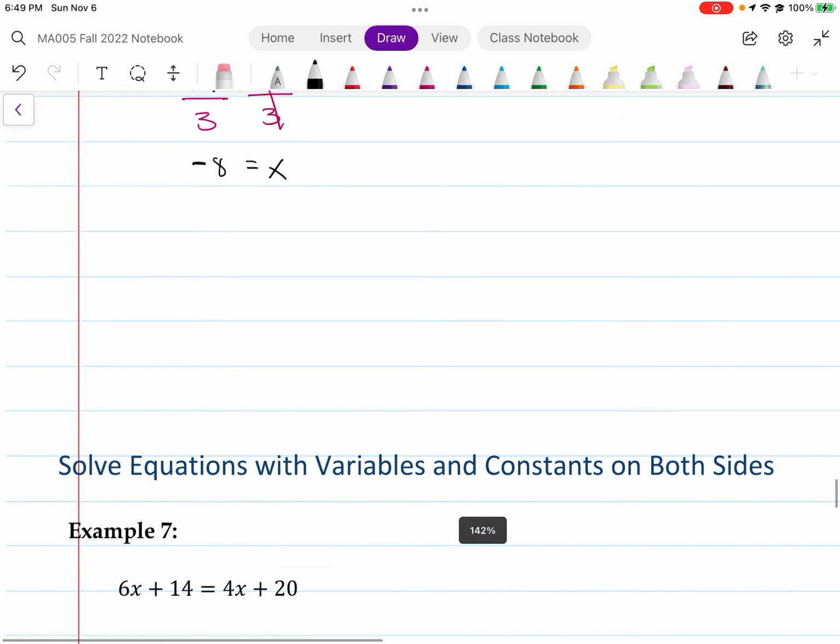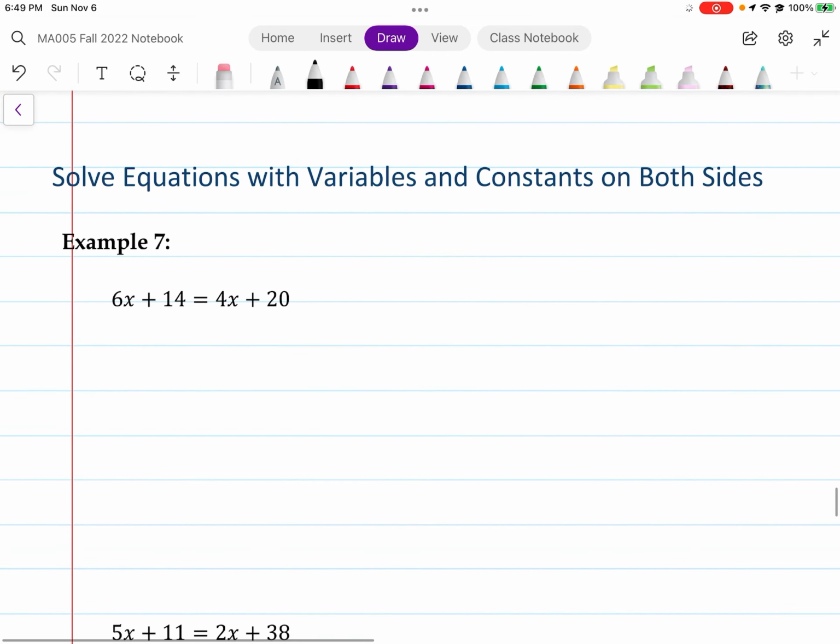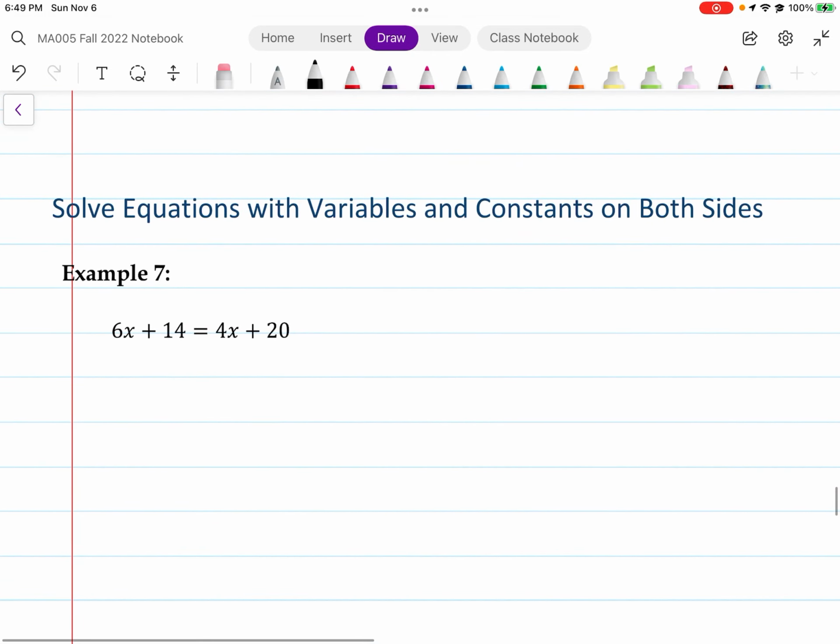All right, so equations with variables and constants on both sides. I just take a moment to look at it, and I usually go for whatever's going to make my x term positive. You don't have to do that, do whatever you want, but make a plan to get the x's to one side and the constants to the other. So I'm going to subtract 4x first, and you can do it all at once if you want to, but sometimes that's a little confusing.